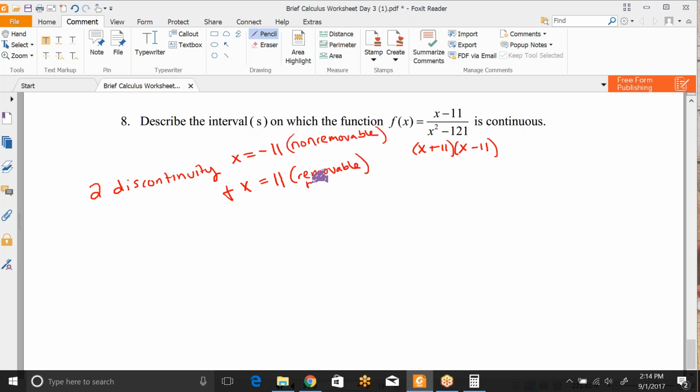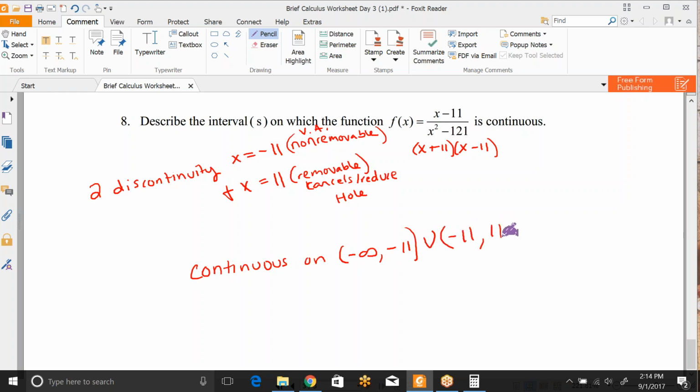So because this one cancels or reduces, it's going to be a hole. Just to remind us of that. Because this one does not cancel, it is what we call a vertical asymptote. Okay, and then let's actually write out what this would be. So we are continuous on negative infinity to negative 11, but we don't include the number, so that's why it's parentheses. Union, we're also continuous everywhere between negative 11 to 11, and then from positive 11 to positive infinity.